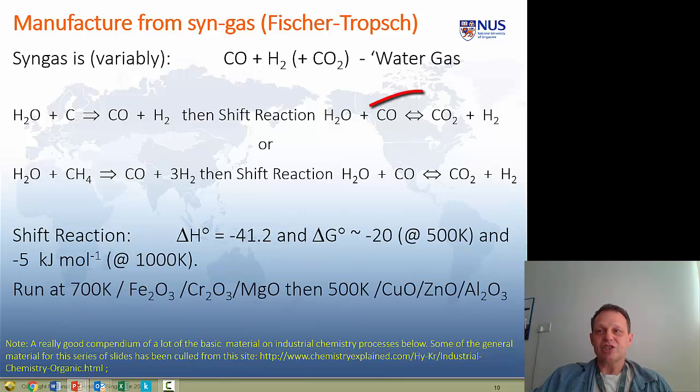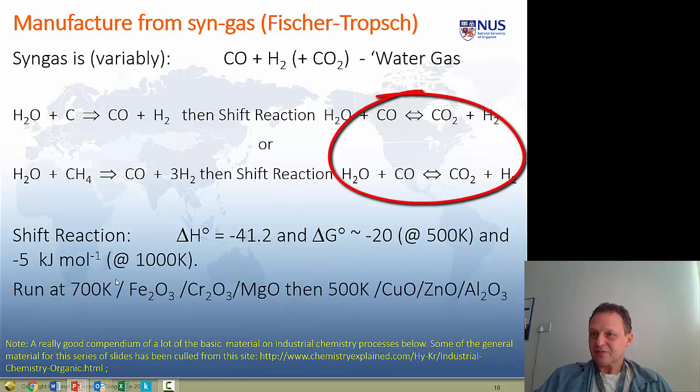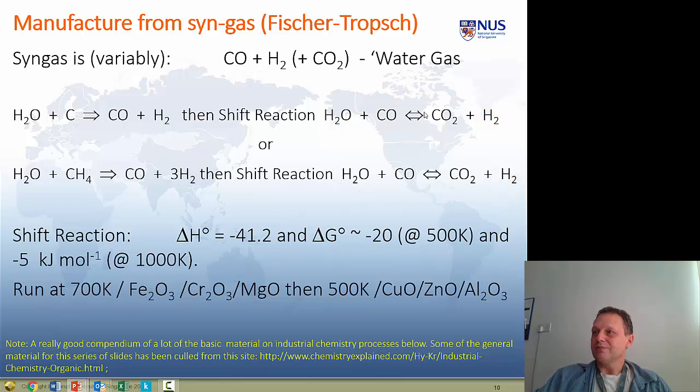Let's now look at the second part of that, which is the shift reaction. And this is somewhat different. This is an equilibrium. So if you're looking at doing this at 500 Kelvin, your Gibbs free energy is minus 20 kilojoules per mole. If you're doing it at 1000, it's only 5 kilojoules per mole. Typical conditions to run this second part of the reaction is maybe 700 K with a hematite, so an iron oxide, chromium oxide, magnesium oxide, compound catalysts.